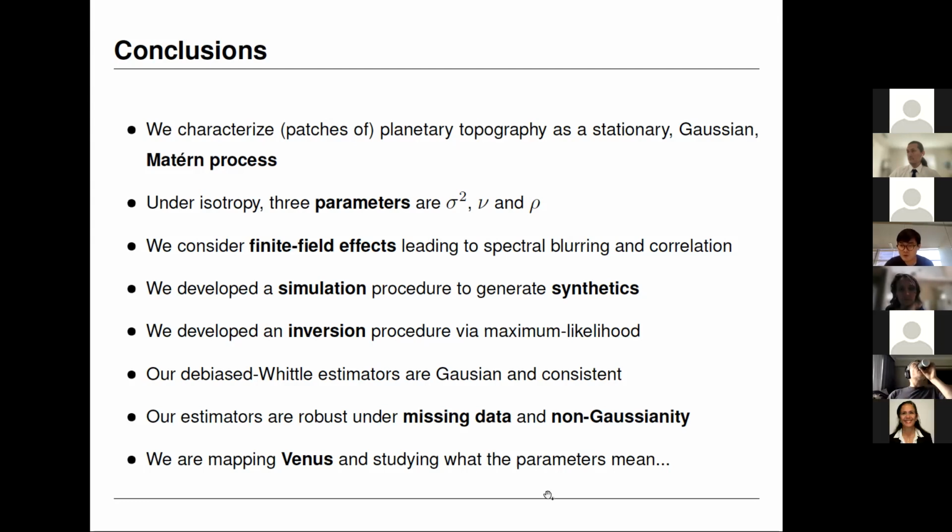Okay, so any other questions from the audience? You can also write the questions in the chat.